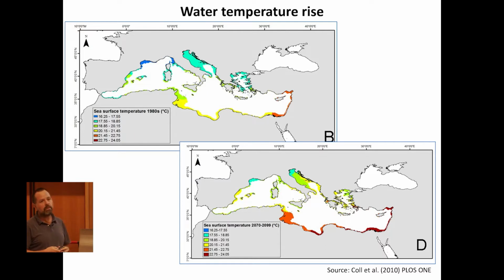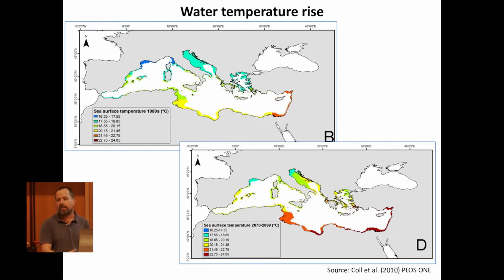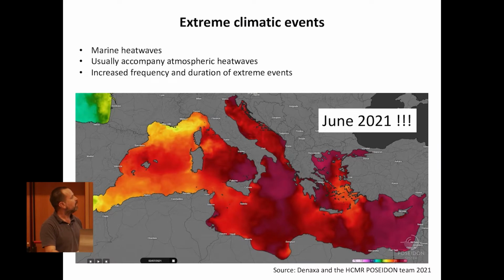This has been supported by data from the 70s, from the 80s that show that an increase has occurred already. And the models show that this increase will follow until the end of the century with an important change of the average seawater temperature in many parts of the Mediterranean. And of course, again, the Eastern Mediterranean is the one that will be more affected by this change.